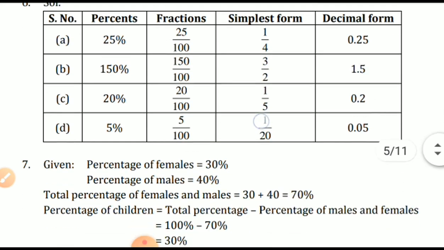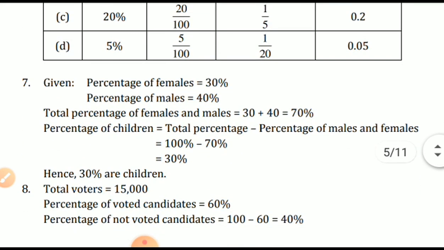Look at the 7th question. Percentage of females is 30 percent, percentage of males is 40 percent. Total of male and female is 30 plus 40, which is 70 percent. Percentage of children is equal to total percentage minus male and female percentage, which gives you 100 percent minus 70 percent. Directly you can say 30 percent. Yes, you are right my dear student.